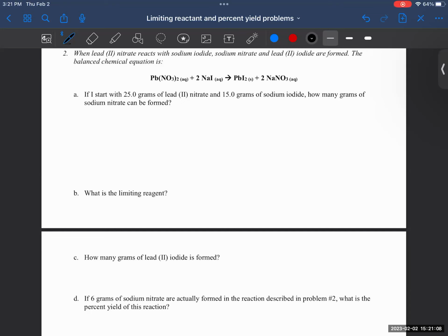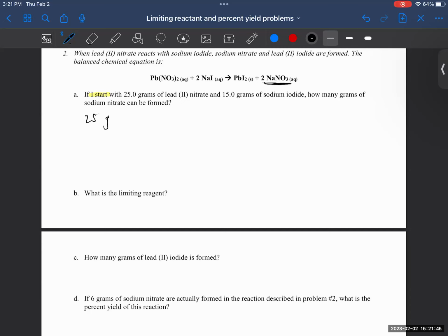All right. 25 grams of lead-2 nitrate and 15 grams sodium iodide. How many grams of sodium nitrate can be formed? So this is again a question like the one previously, where we're trying to look at our theoretical yield, and then from there go to the limiting reagent. We'll go through all the same steps, so let's do that again. Let's go down that rabbit hole.